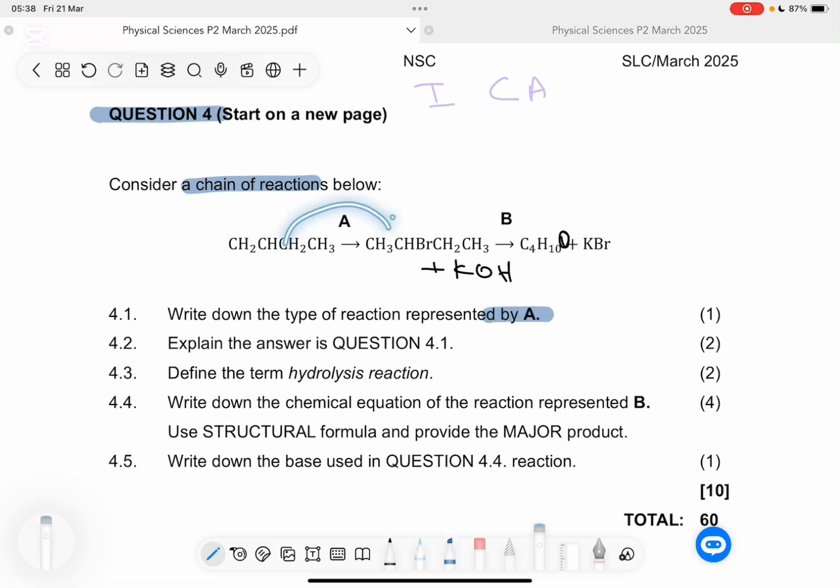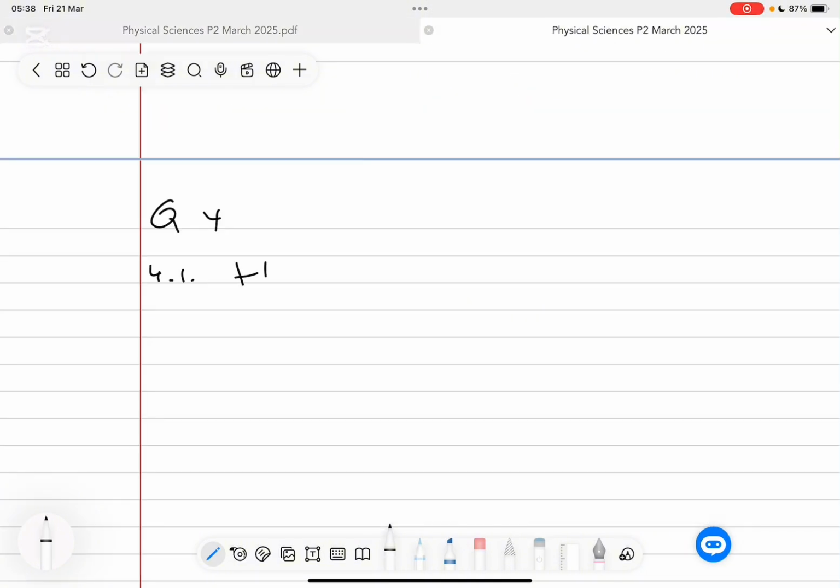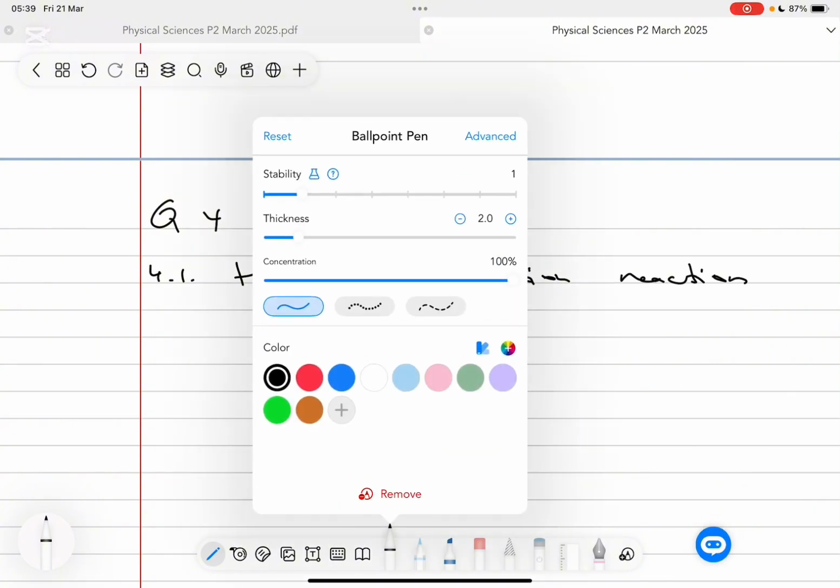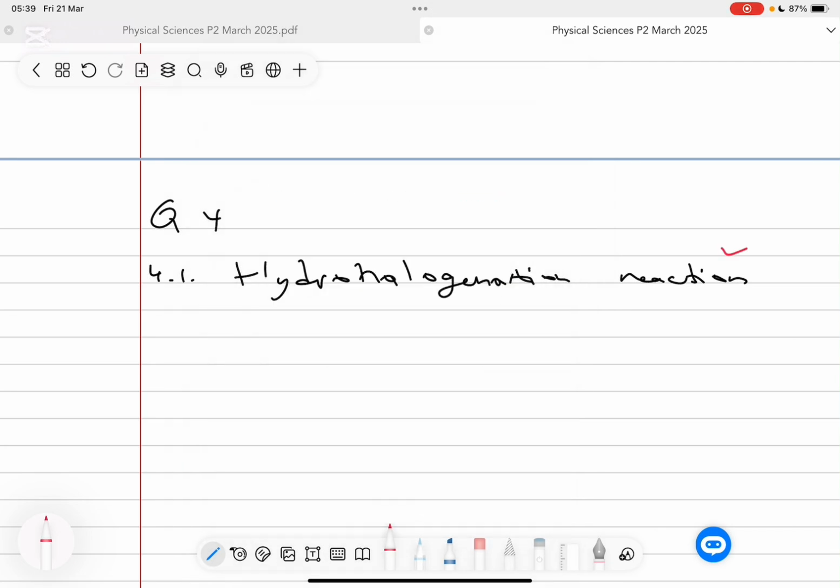So obviously we said here we have a hydrohalogenation reaction. So we're going to have a hydrohalogenation reaction, and this is just 1 mark really.